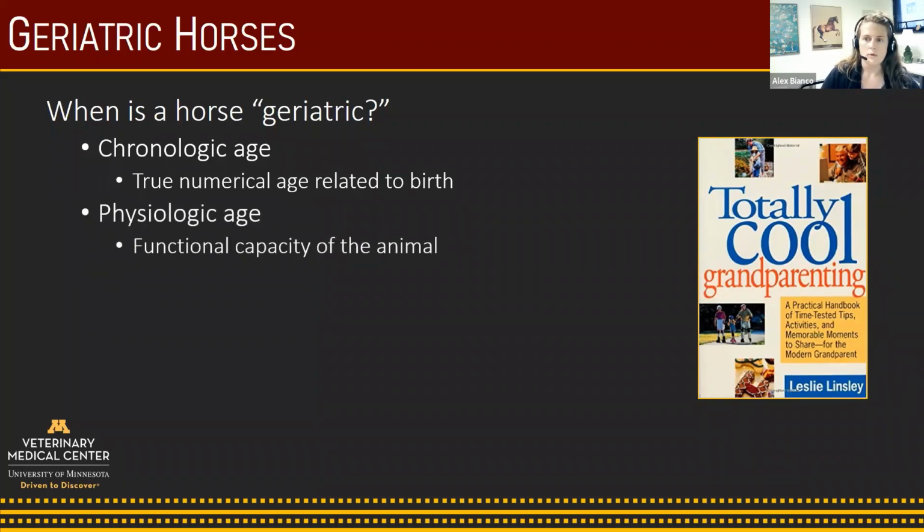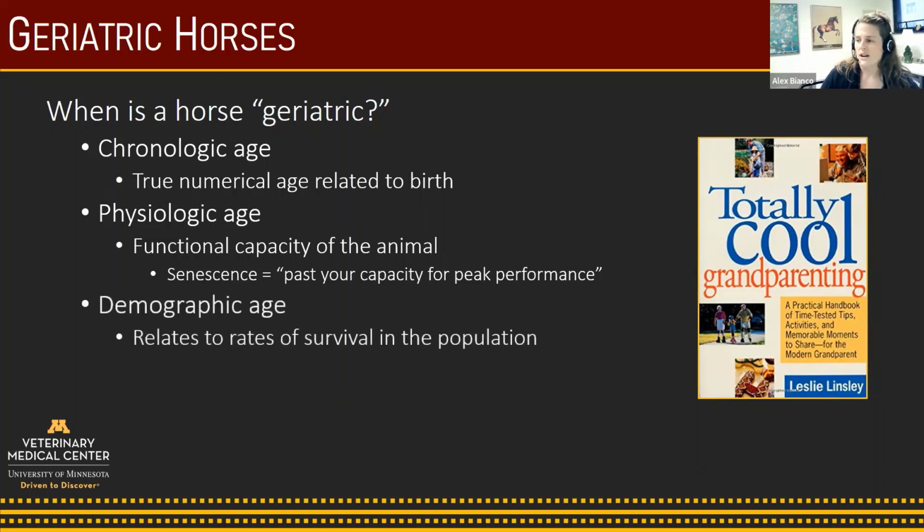Physiologic age is your age based on your functional capacity. So basically, what that animal is relative to what they started out with, and are they at their peak or not at their peak? Senescence means past your capacity for peak performance. I'd like to think that I have not reached senescence yet, but in reality, I am past my capacity for peak performance, but that's going to really differ horse to horse. And then demographic age is basically where you are relative to the population and survival rates. So that is another thing to consider.